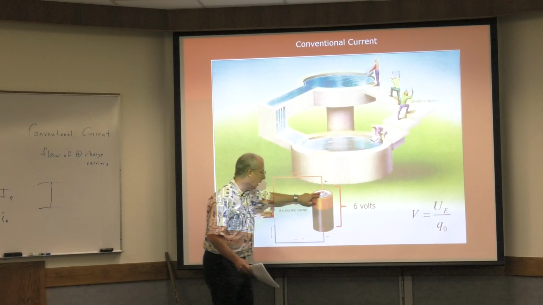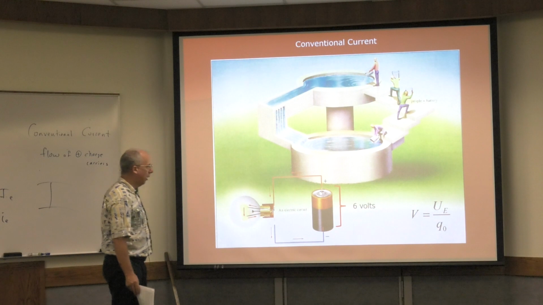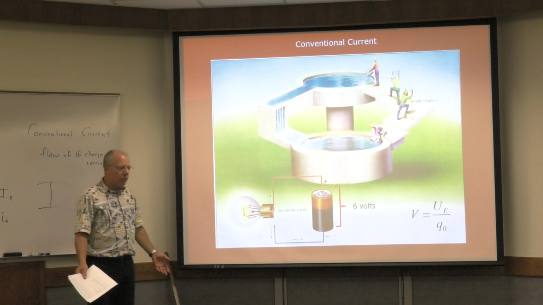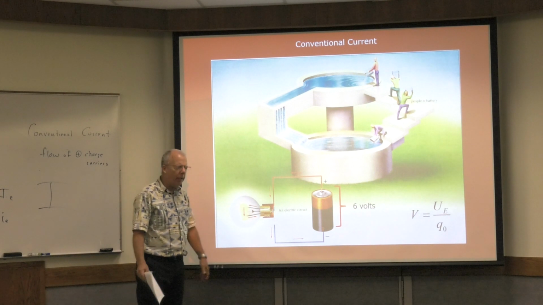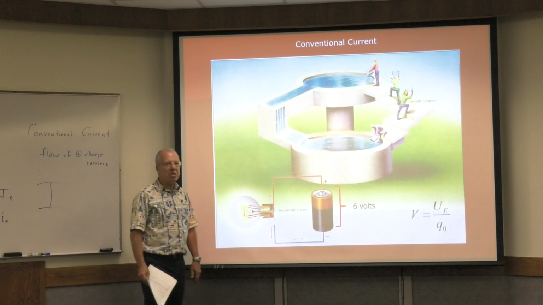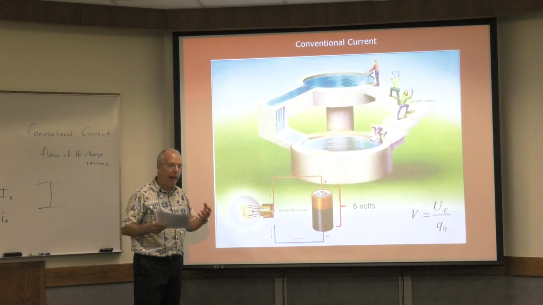Then they say, I'm out of here. So they go along the wire, and here's a light bulb. So what do these positive charge carriers do with the light bulb? Well, they light it up. How do they do that? I mean, what does it take to light up a light bulb? It takes energy, electrical energy.